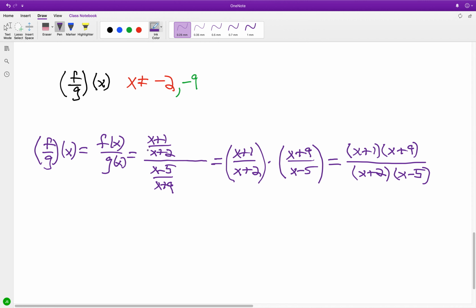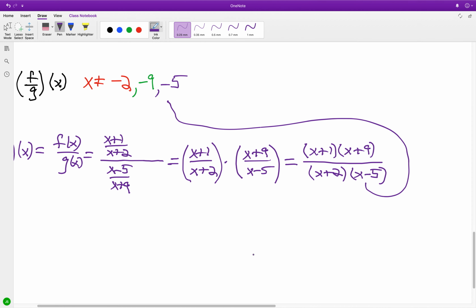If you notice what is in the denominator position, we have x plus 2, so x cannot be -2. x plus 9 cannot be 0, so x cannot be -9. And upon multiplying by the reciprocal of g of x, we have a newfound denominator: x minus 5 started out as a numerator in the fraction, but now it is in the denominator upon applying the quotient function. So not only can x not be -2 or -9, but also it cannot be equal to -5.